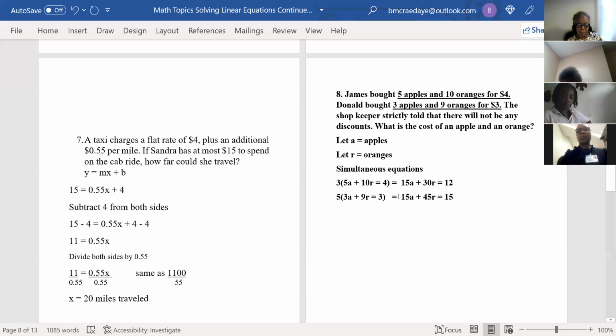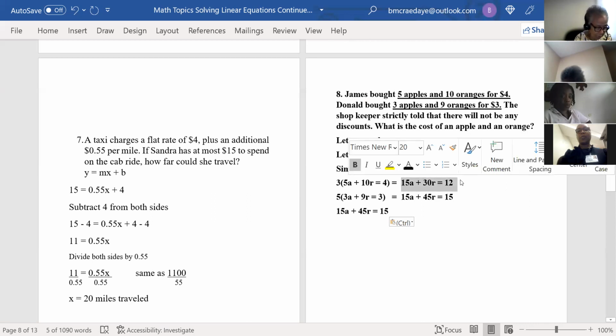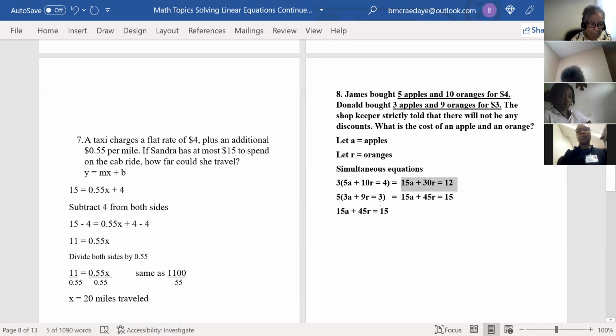Now you notice I've got a 15A and a 15A, so I can subtract them. So let me take the bigger equation, the one whose coefficients are bigger, and subtract the smaller one from it. So let's take this equation, put it to the bottom, and this is subtraction. So you eliminate 15A.